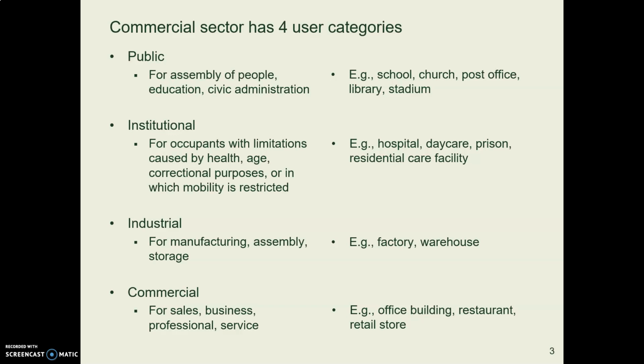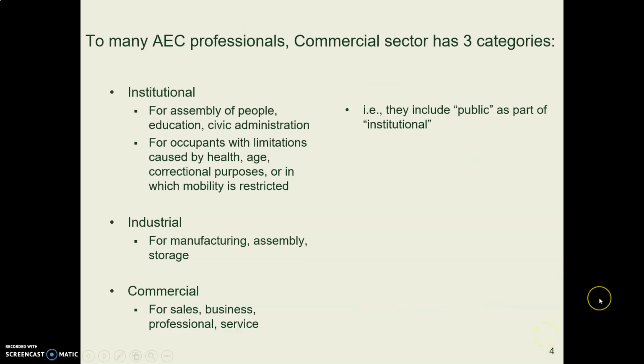And then the commercial category within the commercial sector is essentially retail. So it could be retail stores, it could be restaurants and lounges, it could be office buildings. Those are all thought of as commercial uses. Many professionals lump the first 2 together and think of 3 categories. So for many professionals, institutional is anything that's public or institutional, all put together. And then the other 2 are the standard industrial and commercial.